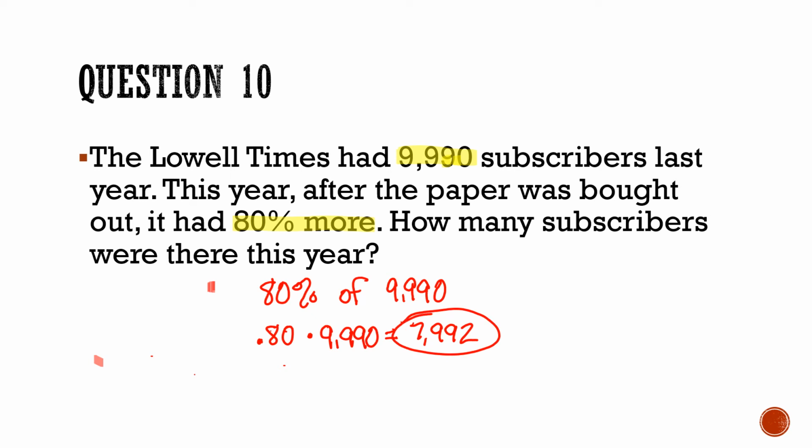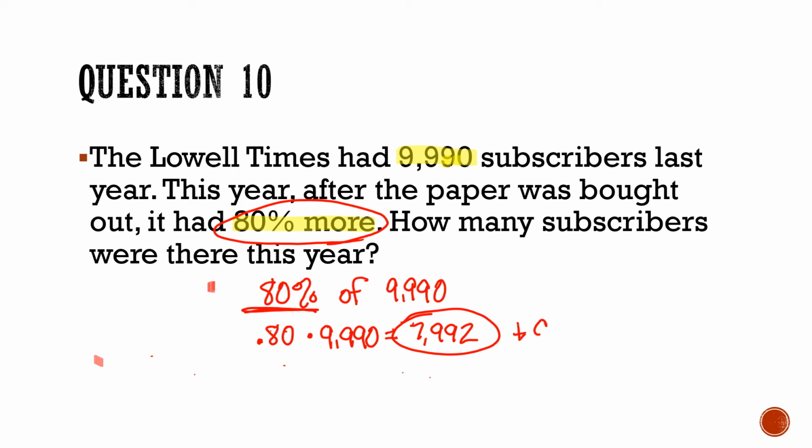Okay, so this 7,992, you have to ask yourself, what is that? Well, go back and ask yourself, what was 80%? Because that's what 7,992 is. Well, 80% was the number of subscribers that were more this year than last year. So we're going to have to take that 7,992 and add that to the 9,990.